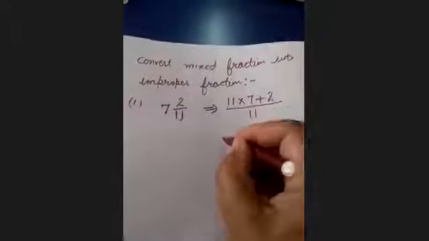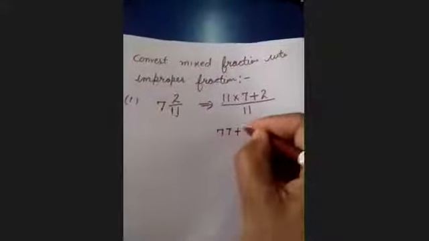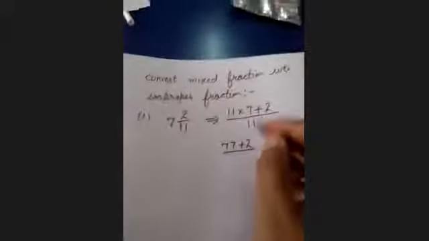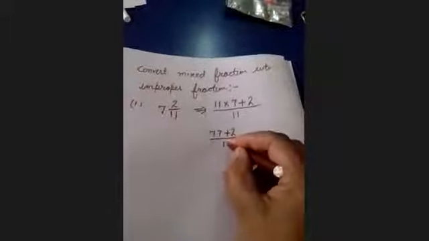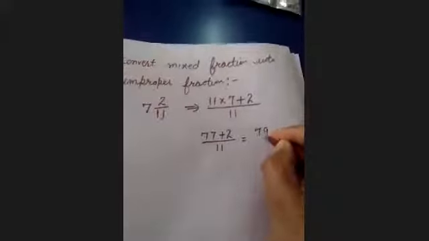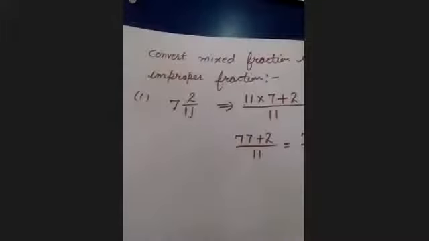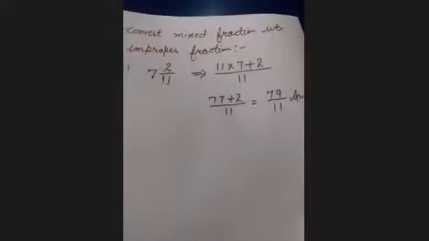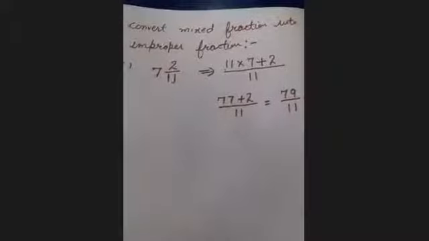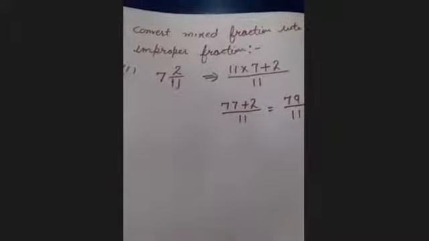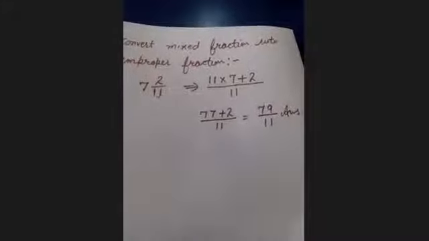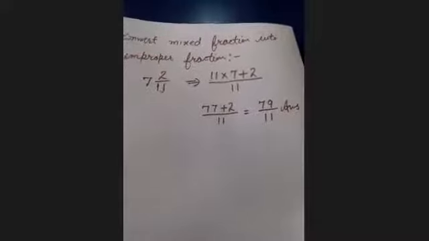11 multiplied by 7, 77. Plus 2 upon 11. So our answer is 79 upon 11. This is the improper fraction. Yes, friends?